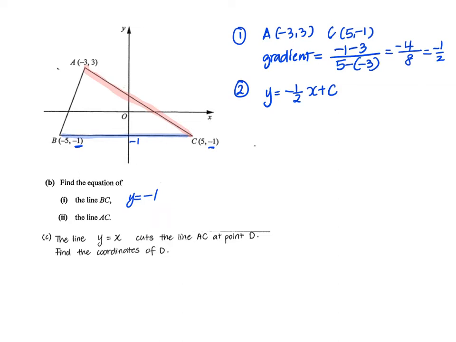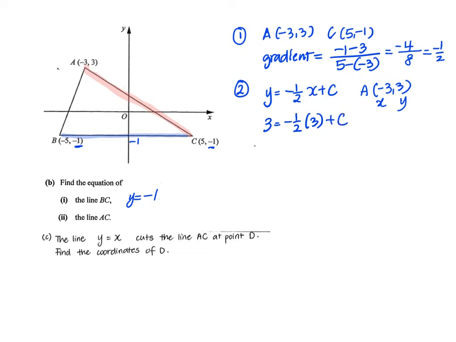Well, we can sub a point. Now, which point do you want to choose? There are 3 points over here, A, B, and C. But bear in mind, only A and C lie on this line, right? So we cannot choose B. So you can either choose A or choose C. In my case, I'll just choose, let's say, point A. Negative 3, 3. So x is the value negative 3, y is the value 3. So 3 equals negative half times 3 plus c.